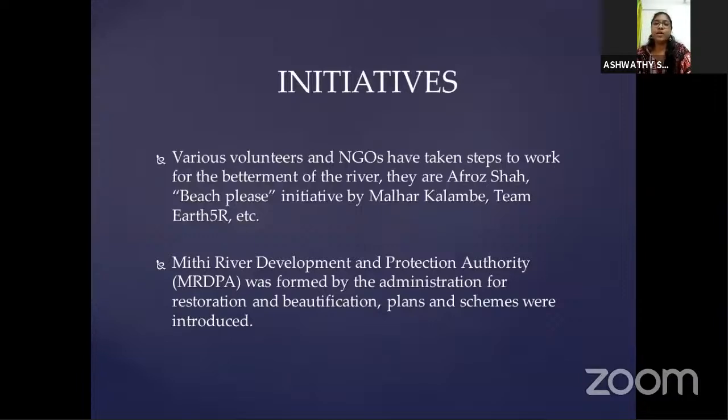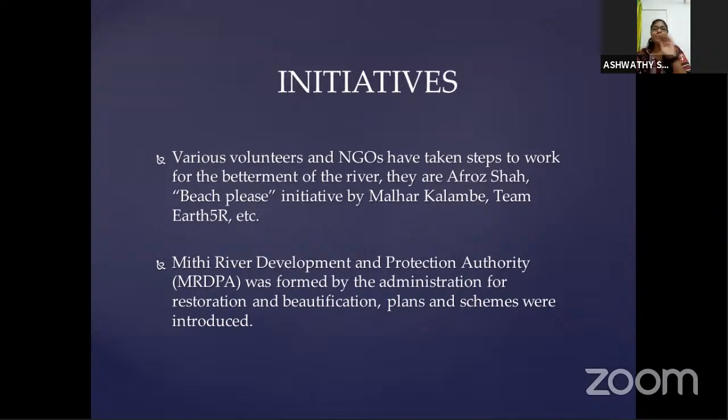Now, who has taken initiatives and steps to make this river better? Let us see. Various volunteers and NGOs have taken steps to work for the betterment of the river. They are Afroz Shah, Beach Please, an initiative by Malhar Kalambe, Team Earth 5R, and many such unknown organizations and volunteers who have come up to make this river better.